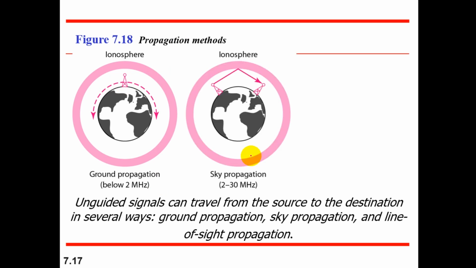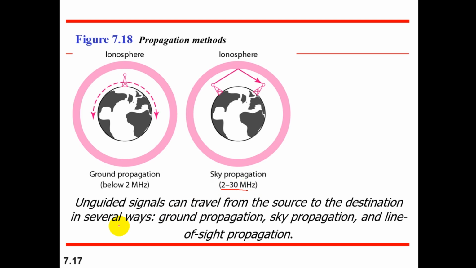Now once the frequency increases, up to 30 megahertz, the signal starts traveling in the upward direction. Why does it start traveling upward? Because at this range of frequencies, the earth is going to absorb the signal. So the signal does not try to touch the earth surface, but goes high in the sky. That's why I told you that at different frequencies the behavior of the earth and the atmosphere varies.